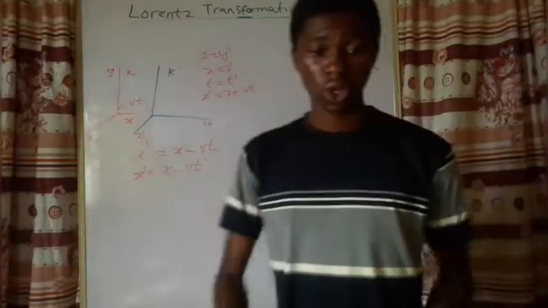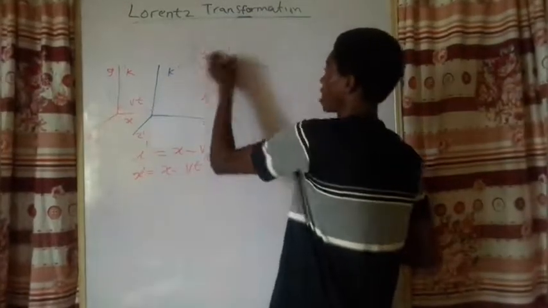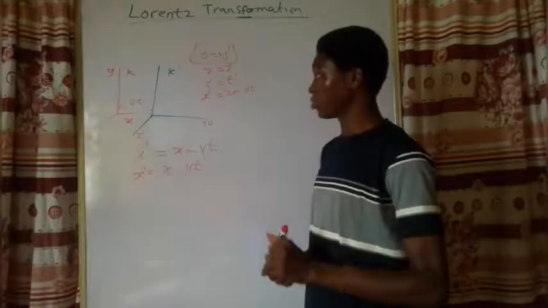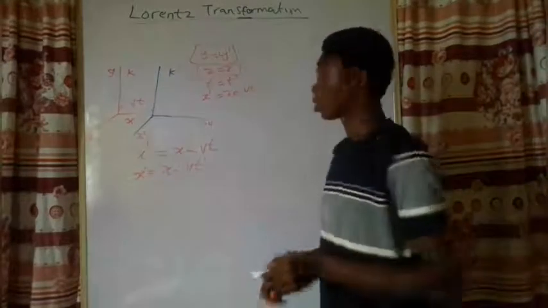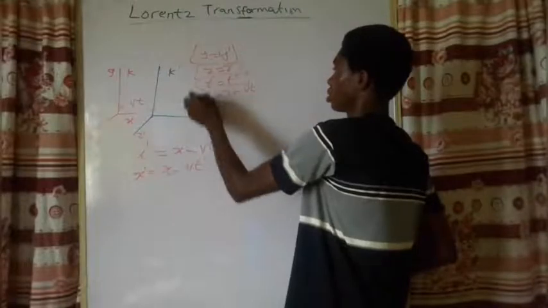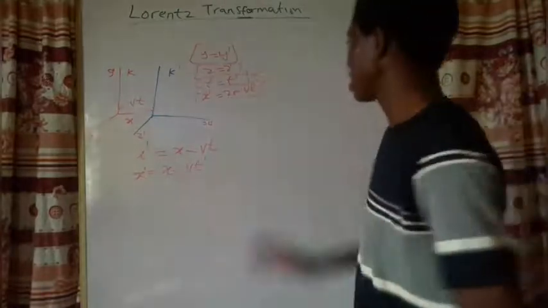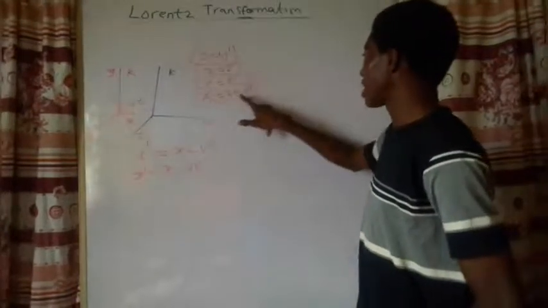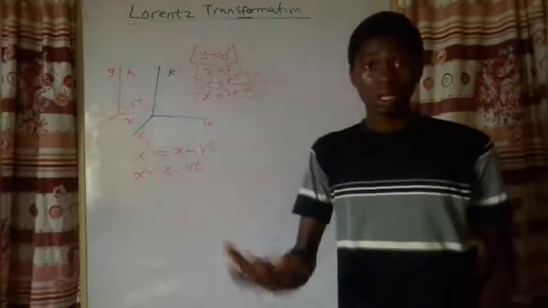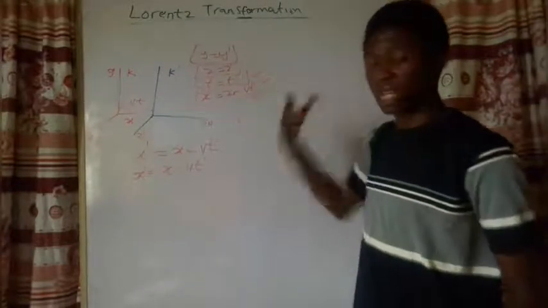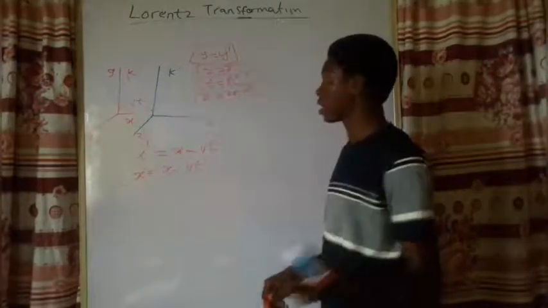Lorentz came up with his own transformation of coordinates. He agreed with the fact that y and y prime are the same. The reason is because the motion is not along y or z. So he also agrees with this, but these two, they don't agree. So Lorentz says that x and x prime are related by this, but not exactly this. It's only proportional to this.